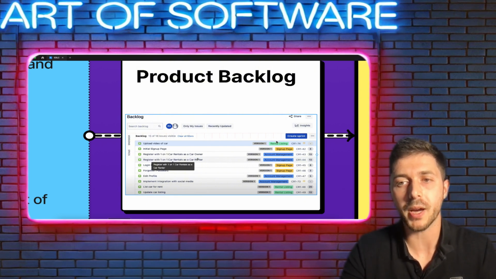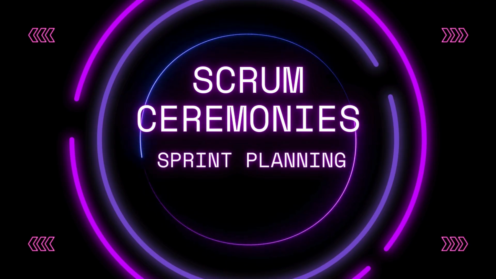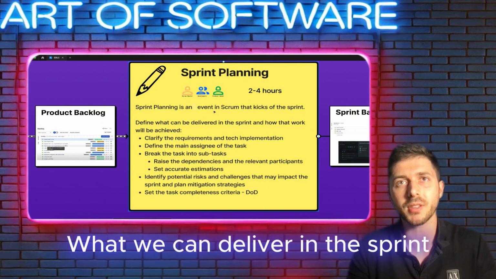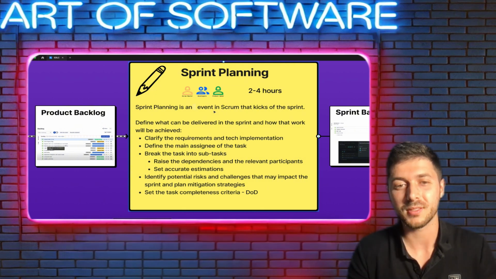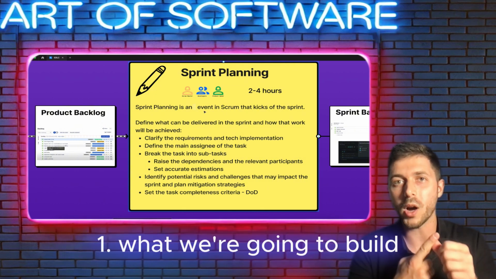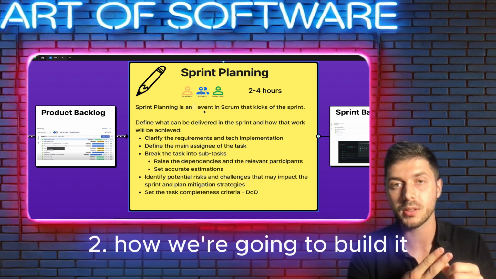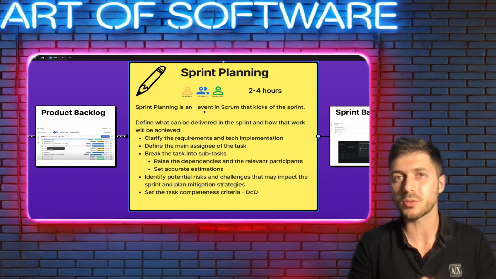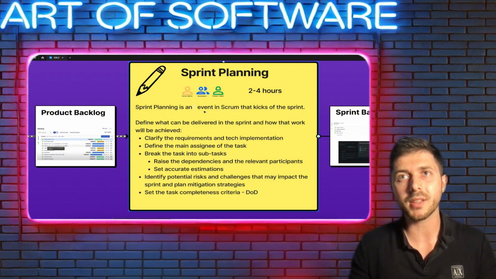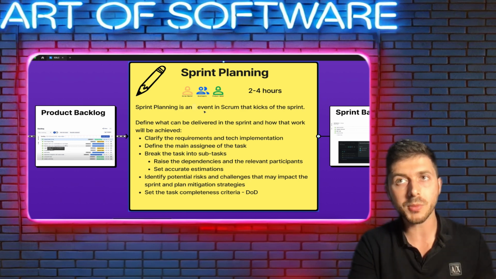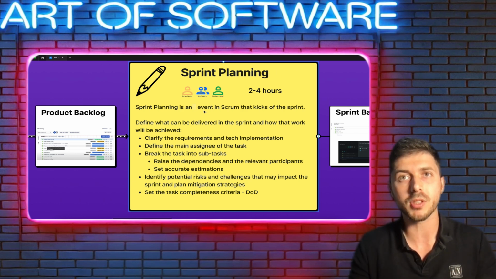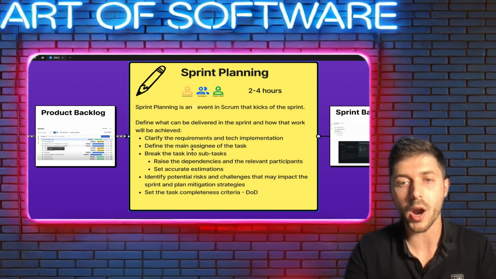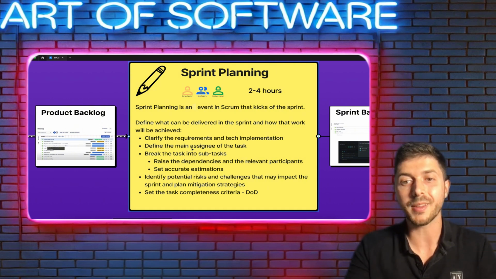Now, after the product backlog is ready, we can move to the sprint planning. The purpose of the sprint planning is to define what we can deliver in the sprint and how the work will be achieved. I like to define it in 3 questions. What we are going to build, how we are going to build it, and who is going to be in charge. Now, as you can understand, the sprint planning and the backlog refinement totally rely on each other.